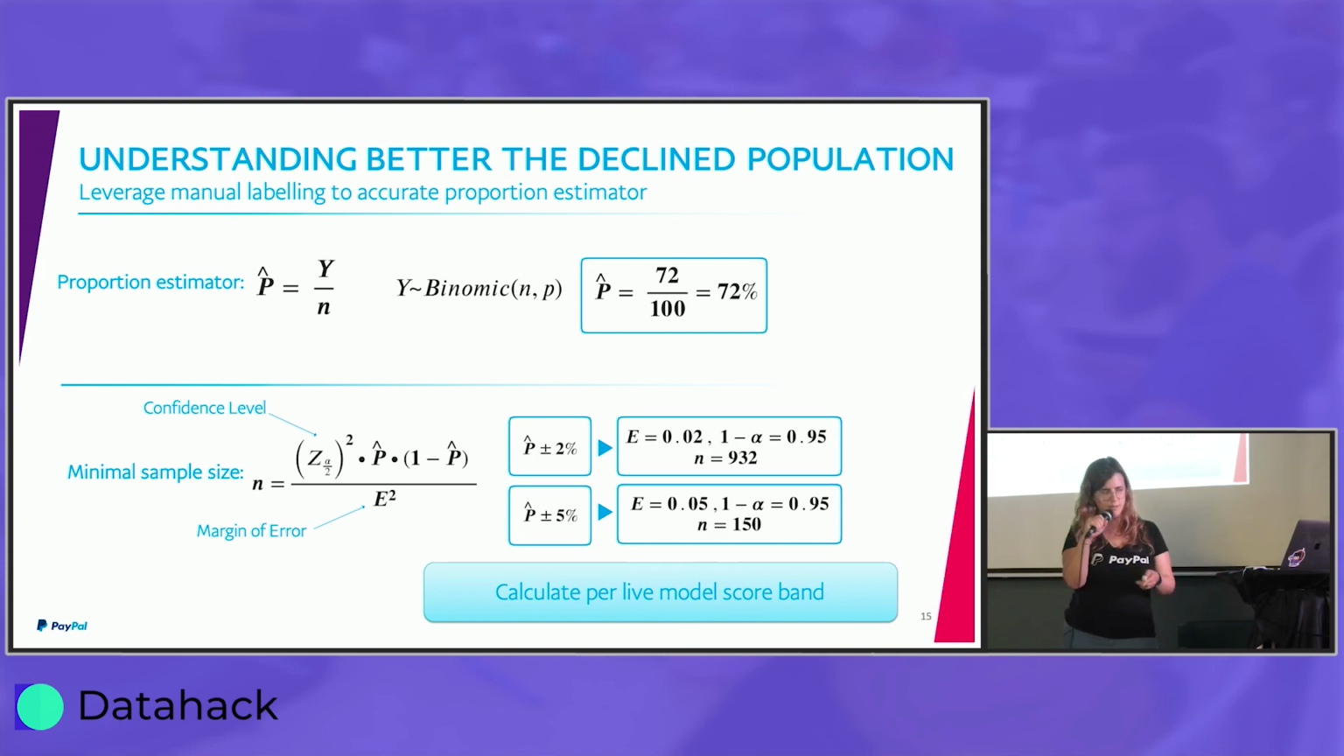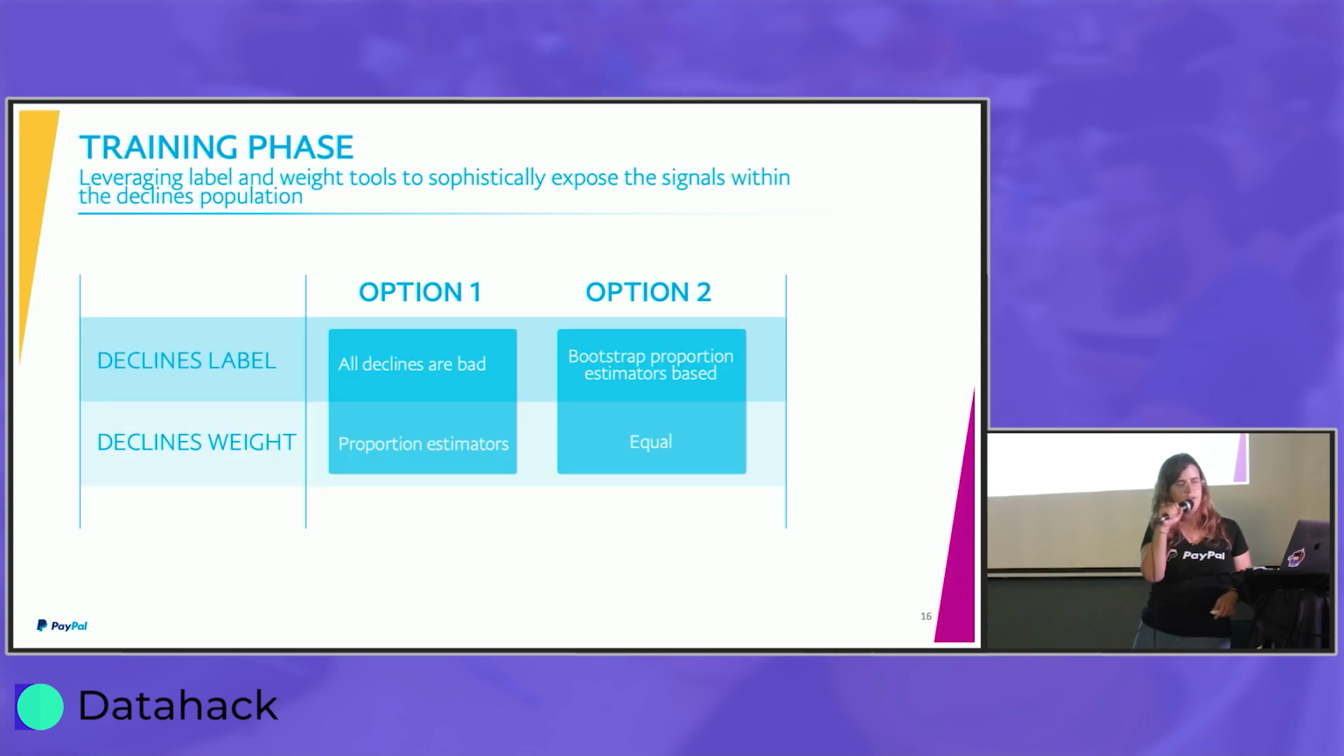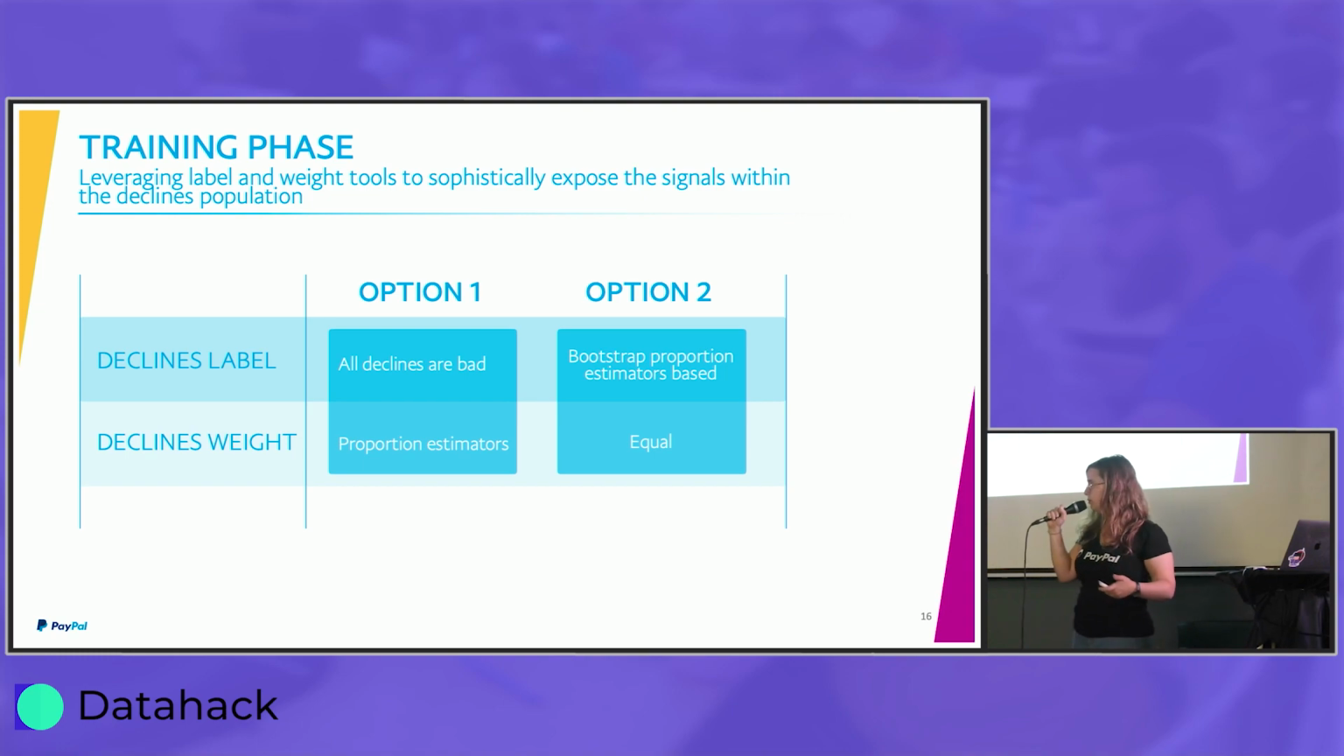After we have these proportion estimators, we can use them for the model training. So when we're training our model, we're trying to leverage the tools that we have. In this case, we're using the label and the weight in order to sophisticatedly expose the signals within the data, the signals within the declines population, to our model.